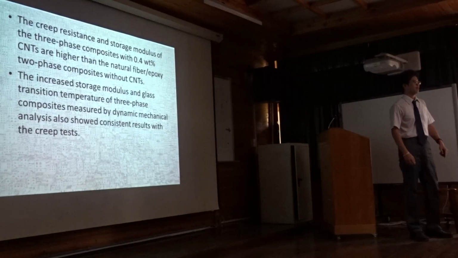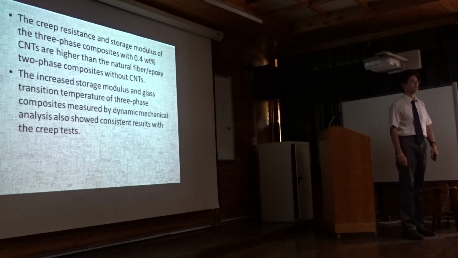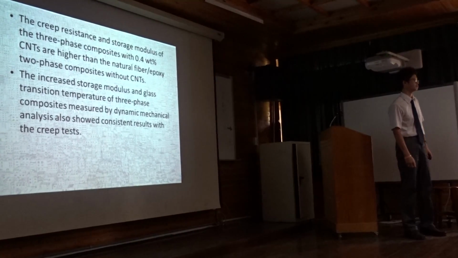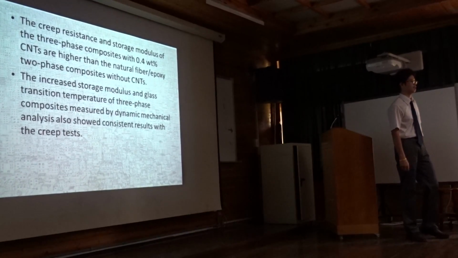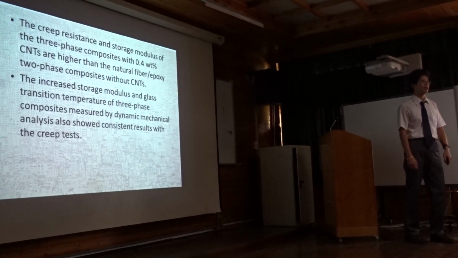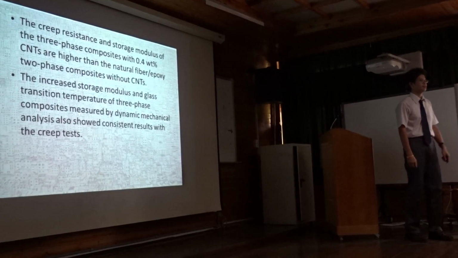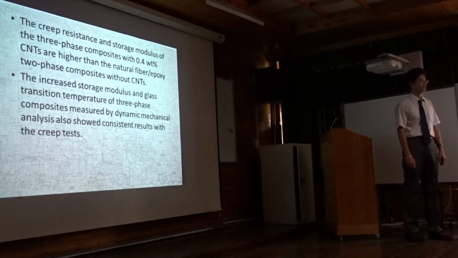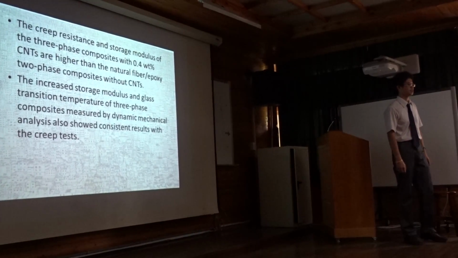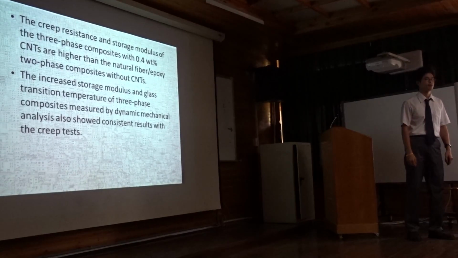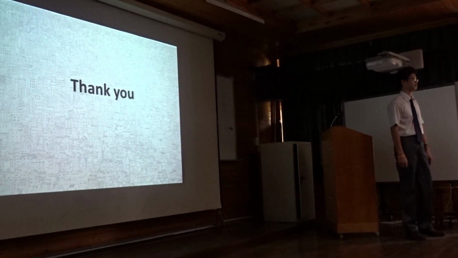This report is about the effects of carbon nanotubes on the creep and dynamic mechanical behavior of natural fiber and epoxy composites. The creep resistance and storage modulus of the composite with carbon nanotubes is higher than the composite without carbon nanotubes. The increased storage modulus and glass transition temperature of three-phase composite measured by dynamic mechanical analysis also showed consistent results with the creep test. This is my special topic sharing. Thank you.